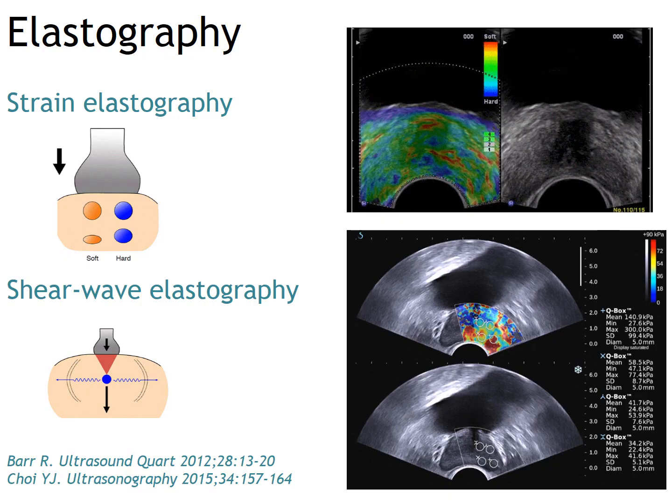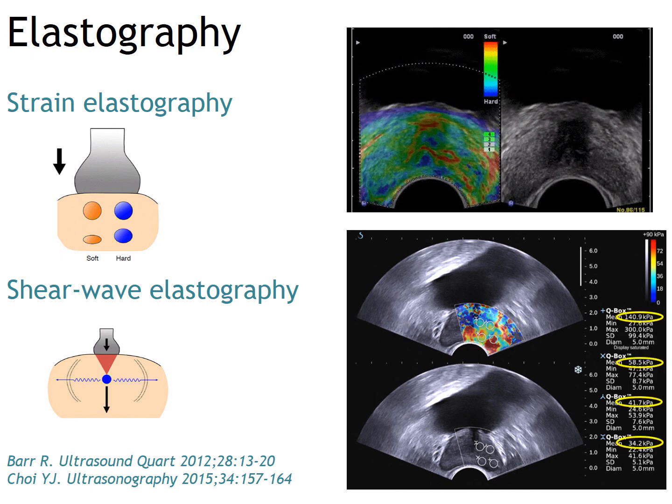Nowadays, most ultrasound machines are equipped with elastography, either strain elastography or shear wave elastography, showing tissue elasticity, stiffness, or hardness. We need manual compression skill in strain elastography, but with shear wave elastography, machine can make shear wave without manual compression, and shear wave elastography can provide objective data of tissue elasticity in kilopascal value.